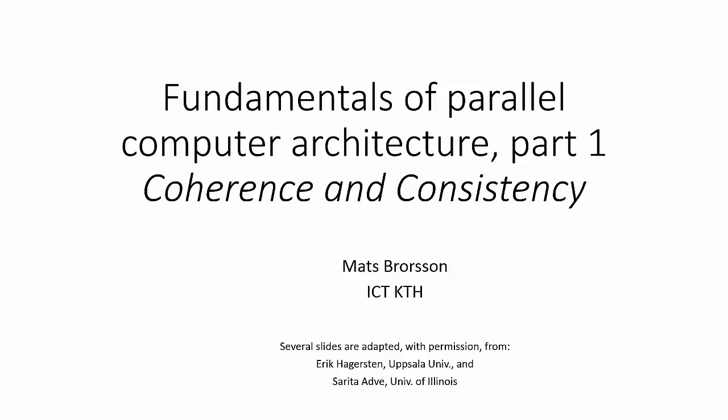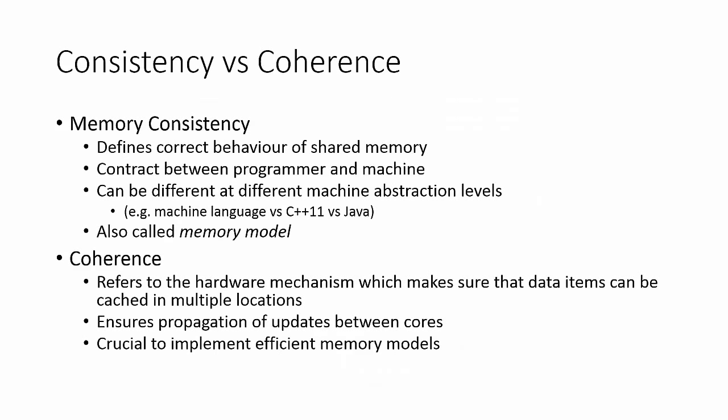Now we're going to talk about fundamentals of parallel computer architecture, and this module will be in two parts. The first one is about coherence and consistency. First, let's define and distinguish consistency versus coherence. Memory consistency is the term that refers to the interface between the programmer and the machine, the contract between the programmer and the machine, and it defines the correct behavior of shared memory.